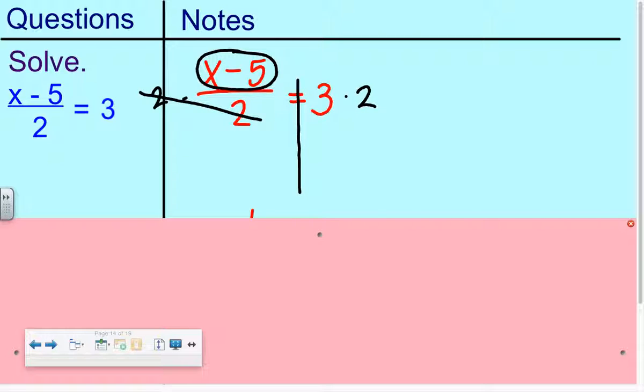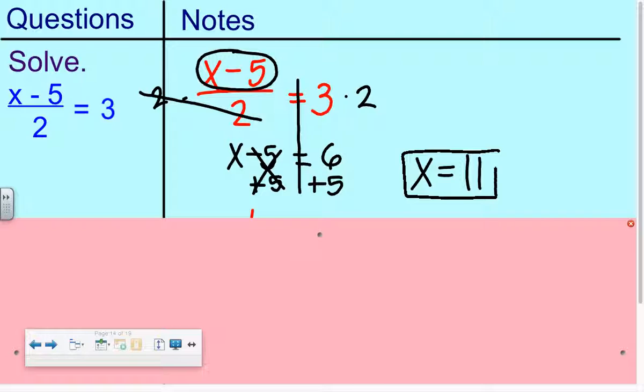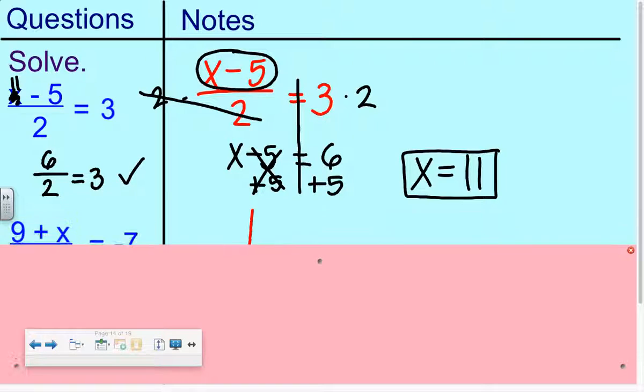These cancel, and I'm left with the x minus 5 equals 3 times 2, which is 6. And then the opposite of minus 5 is adding 5 on both sides. And I end up with x equals 11. If I wanted to go back and check that, I could change the x to an 11. 11 minus 5 is 6. 6 divided by 2 is 3, which is correct.